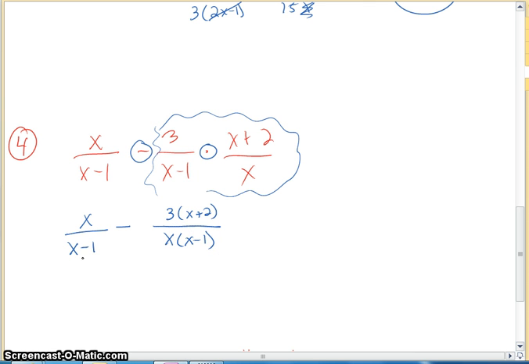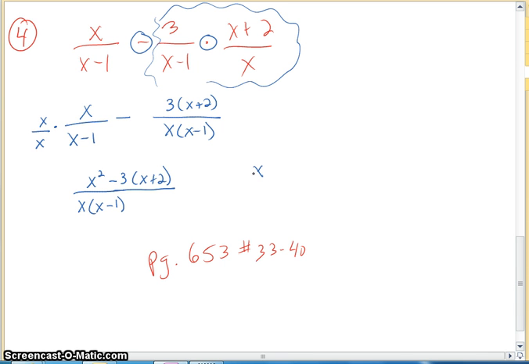My common denominator would be an x and an x minus 1. So I have to multiply the first fraction by x over x. So I have x squared minus 3 times x plus 2. Distribute. So I have x squared minus 3x minus 6 over x minus 1. I need to know, can I factor the numerator at all? Is there anything that multiplies to negative 6 and adds up to negative 3? There's not, so I'm done.